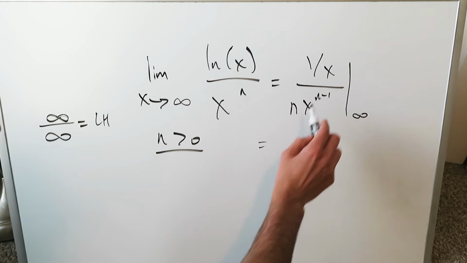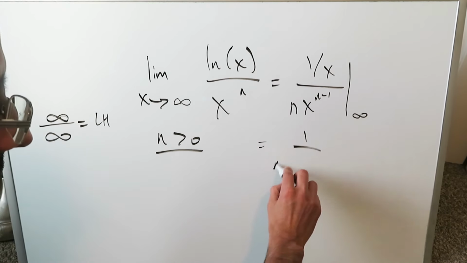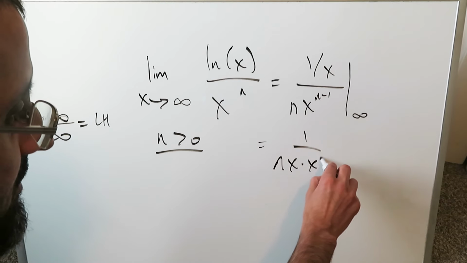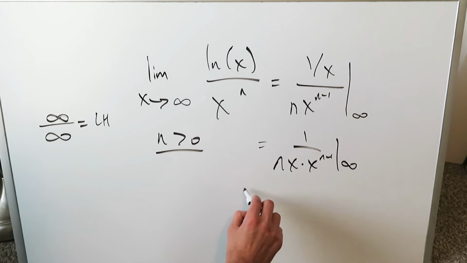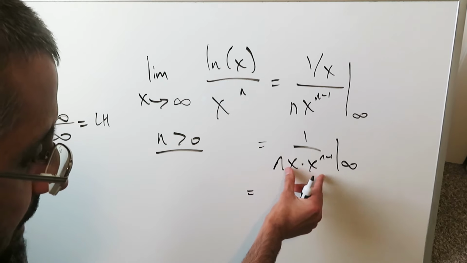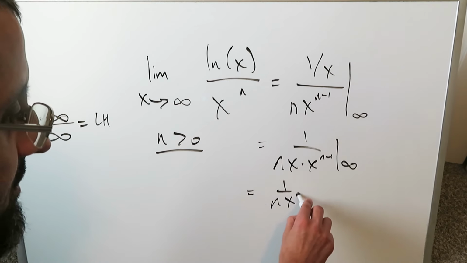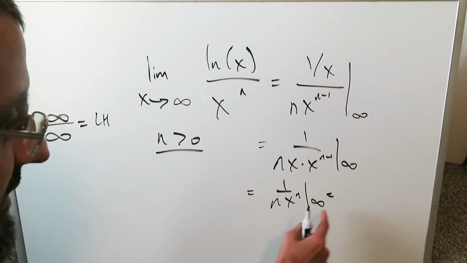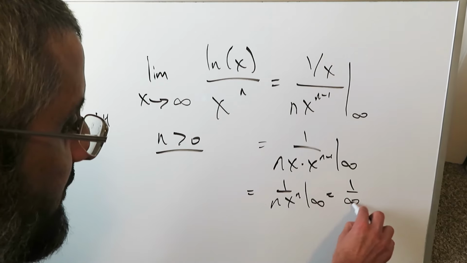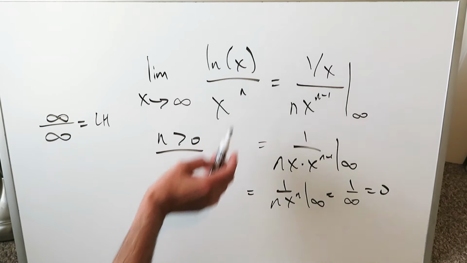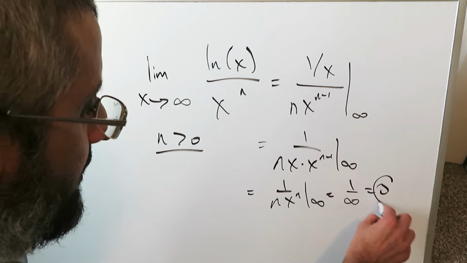Clean this out algebraically. You can bring that x down. You have 1 over n x times x to the power of n minus 1, and then infinity. You can clean this out by means of the laws of exponents. It'll be 1 over n x to the power of n, and then infinity. You put infinity here in place of x, and you're getting 1 over infinity, which is 0. This limit has an end result of 0, which is good.